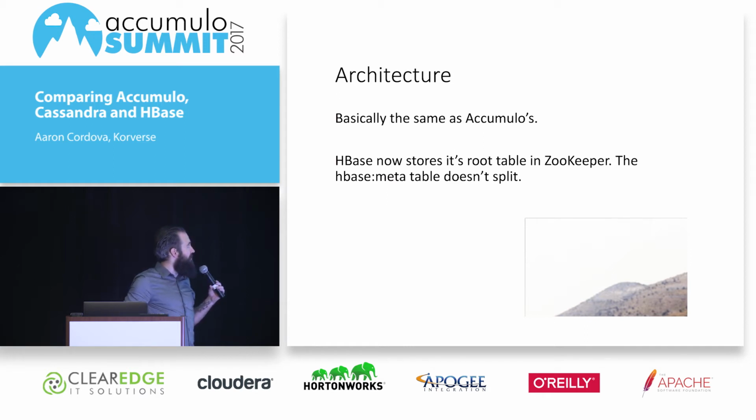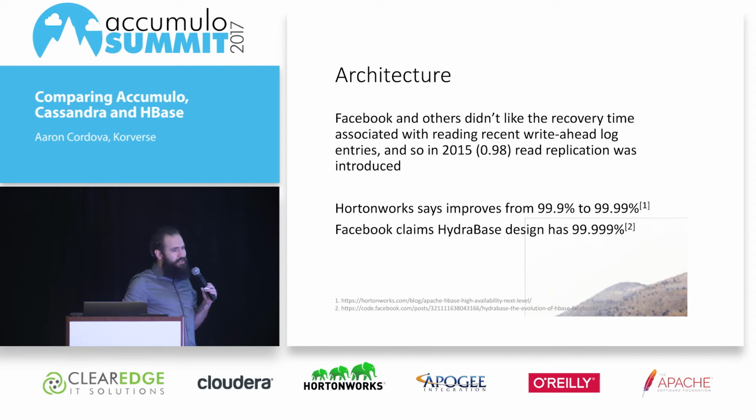Okay, so Facebook and others didn't like the recovery time associated with a single server going down. Remember I mentioned if a single server goes down, Accumulo recovers fairly fast, but they still didn't really like how fast it was. So they introduced something called read replication, which completely goes to the other side of the CAP theorem and says now we're going to let data be read from multiple tablet servers. The same key can be read from multiple tablet servers. So that introduced the ability to have higher availability at the cost of consistency.